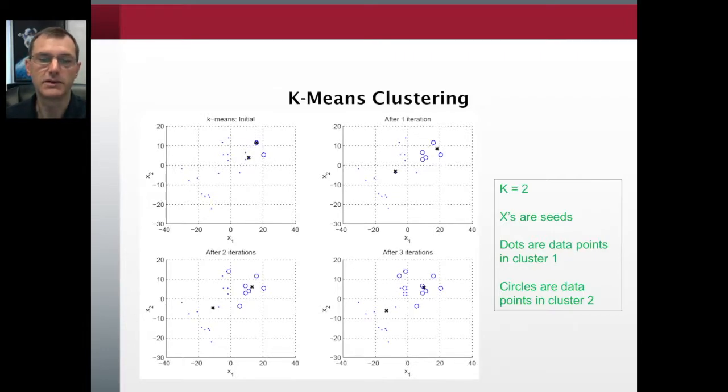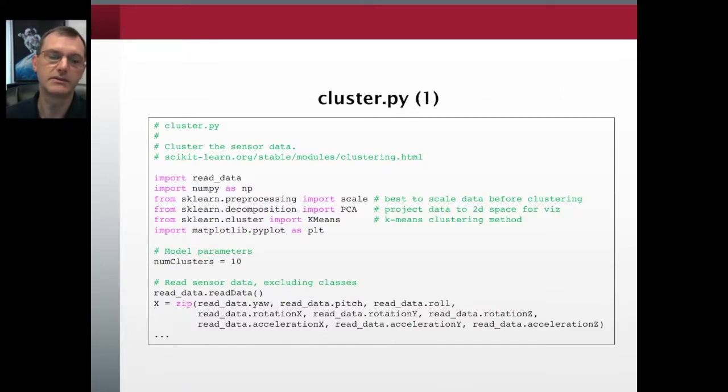Okay, so let's look at the actual code for doing this. So this is the cluster Python file, and a few explanations here. So we're still going to be reading in our data as usual. We're going to be using some of the array manipulation techniques that are in the NumPy, the numeric Python library. As we mentioned, we're also going to be scaling our data, which improves the clustering a bit.